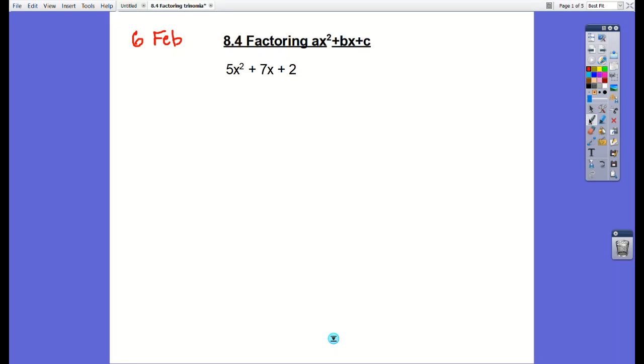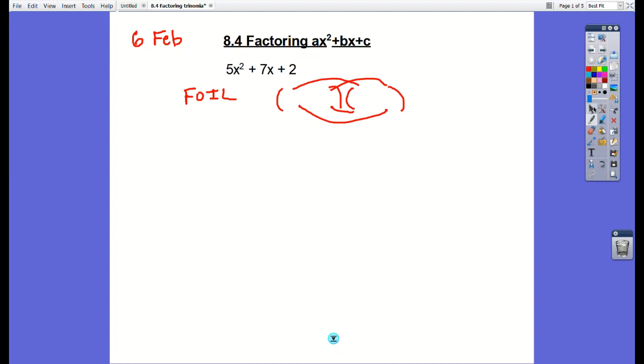So what we want to do is undo FOIL, right? I want you guys to think about FOIL. We're going to do the exact opposite today because factoring means undoing multiplication, right? FOIL tells us first, outside, inside, last. I want you to keep this in mind as we go through this today because we're going to go backwards in this process.